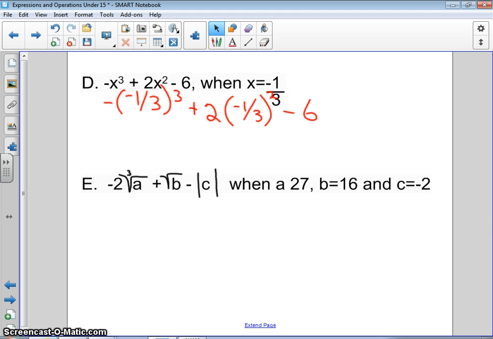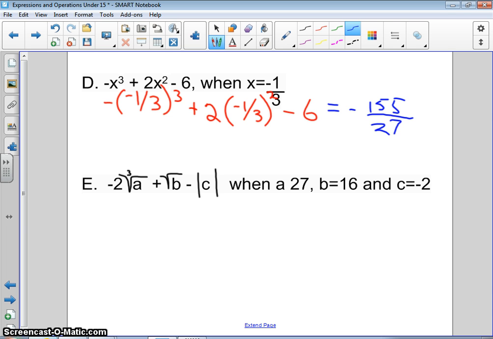All right, so when you work this one out on your calculator, you get what looks like a mess as a decimal. It's negative 5.7407, and so on. But when you go math, enter, it converts to a reasonable fraction, which is negative 155 over 27. So this is what we need to get to. Again, pretty sure you're going to have one like that on your SOL test.